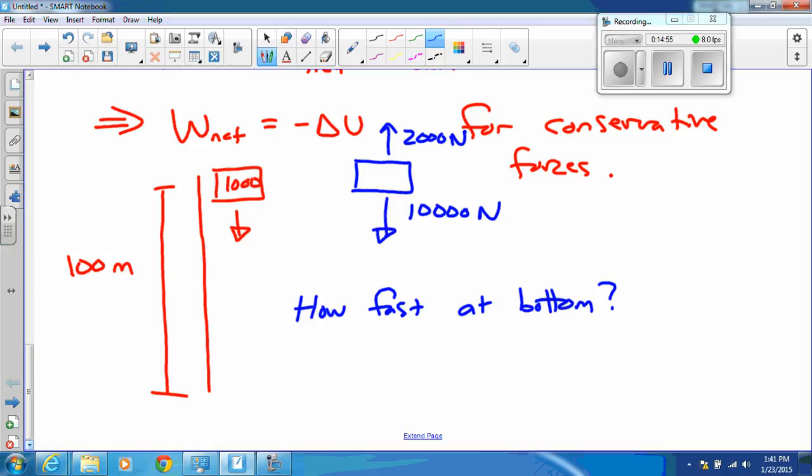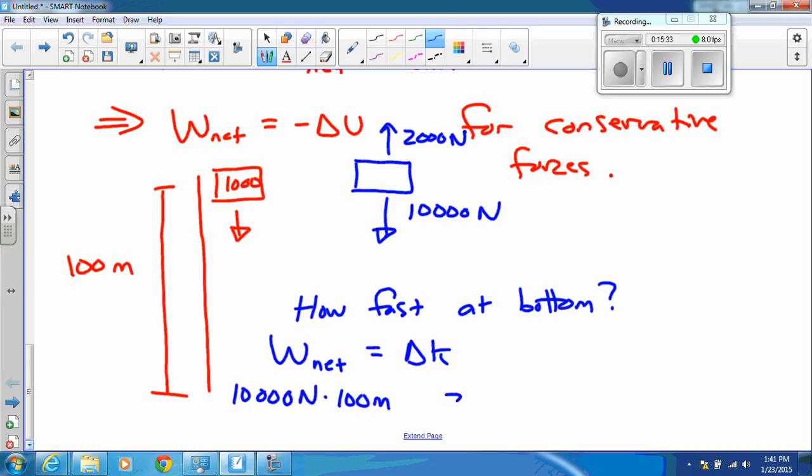And we can approach this in two ways that mean exactly the same thing. One is to simply use work energy directly. If we do that, we say that the net work is equal to the change in kinetic energy. The net work is going to be equal to 10,000 newtons pulling down times the displacement, which is 100 meters, times the cosine of the angle between. My displacement is in this direction, my 10,000 newtons is in this direction, therefore we have a cosine of 1.